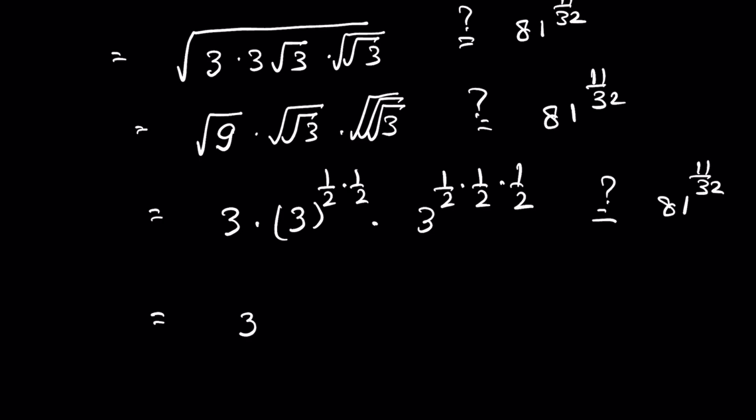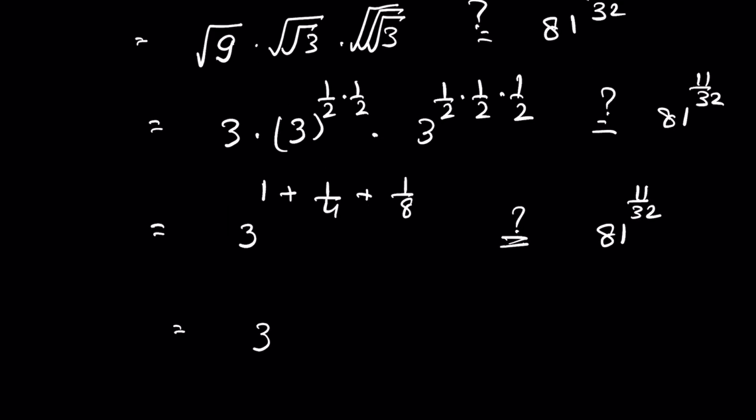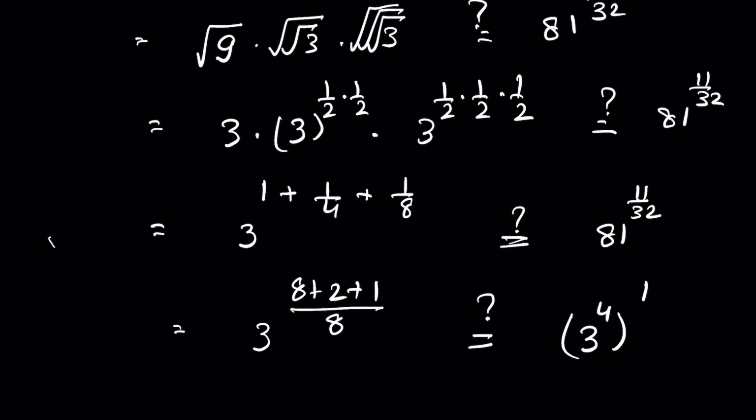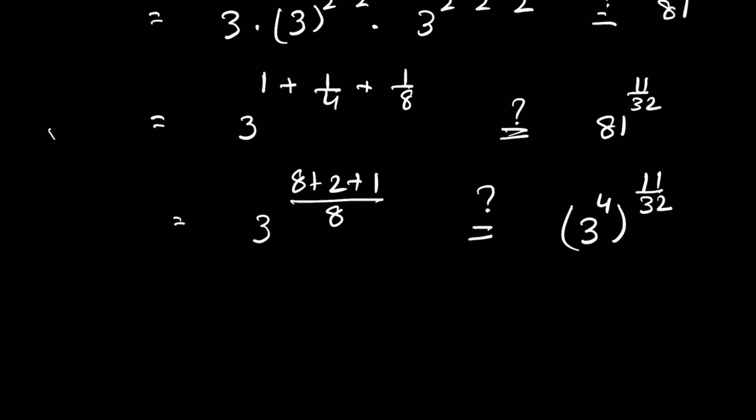Now add the exponents here. 1 plus 1 upon 4 plus 1 upon 8. 8 is the common LCD. So 8 plus 2 plus 1. 81 we can write as 3 raised to the power 4, then whole raised to the power of 11 upon 32. So it is 3 raised to the power 11 upon 8.